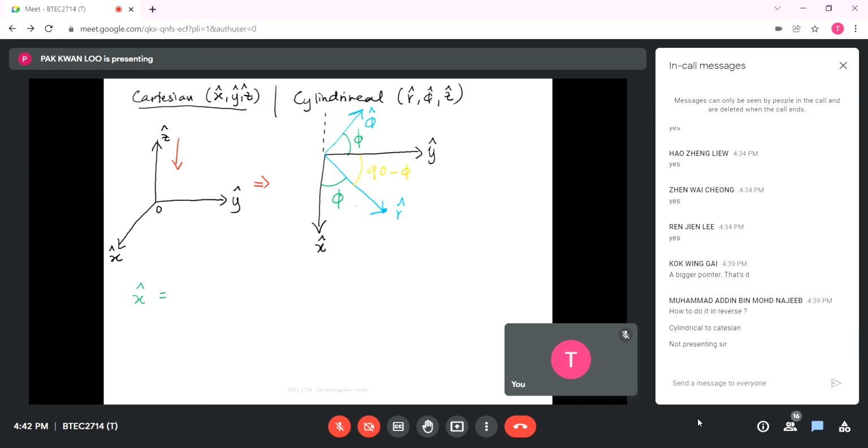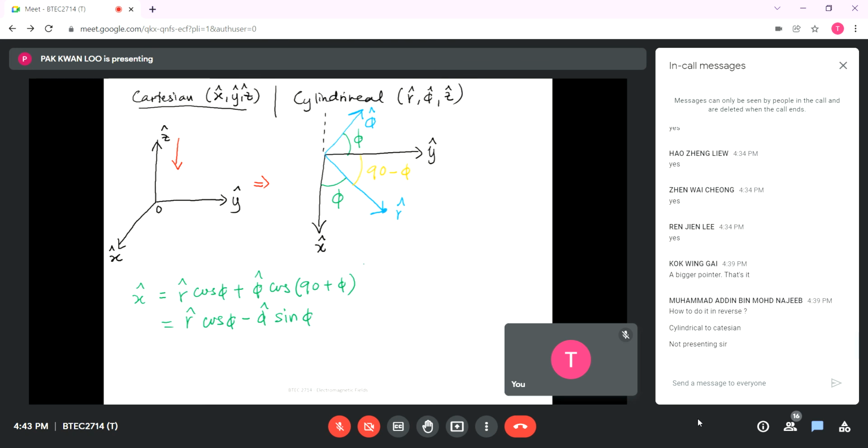There are two vectors that contribute to x cap, which are the unit vectors r and phi, right? So I'm going to project my r and phi. Again, the projection is r cap cos phi, projecting r to x, and projecting phi to x, which is phi cap cos of 90 plus phi. So this is simply r cap cos phi minus phi cap sine phi.